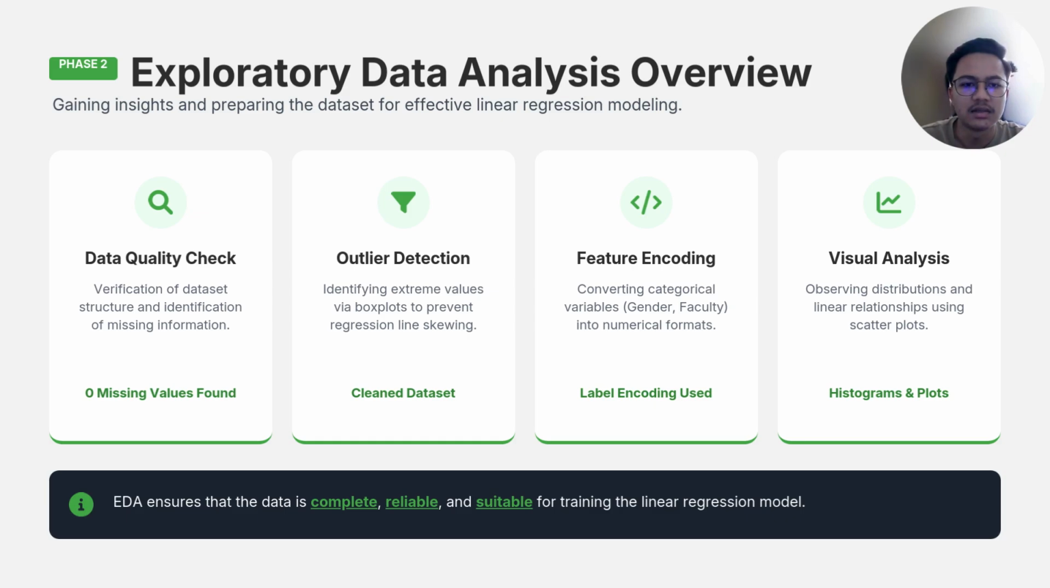Next slide is exploratory data analysis overview. So raw data is rarely perfect. During pre-processing, we ensured there were no missing values. Since machine learning models require numbers, we use label encoding to convert categorical data like gender or faculty into a numerical format that the linear regression algorithm can understand.